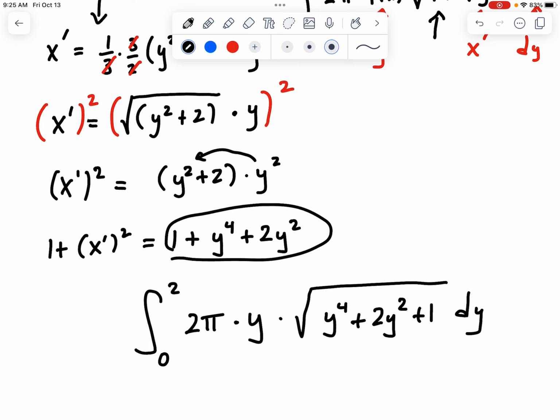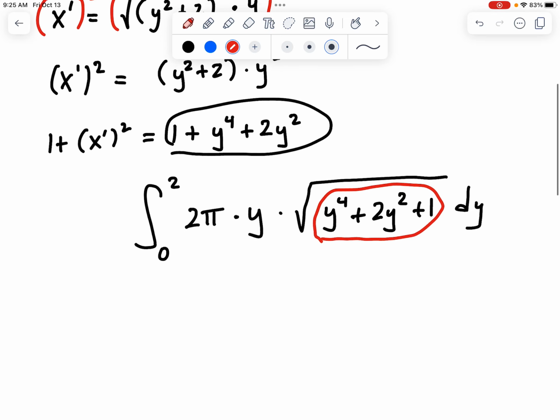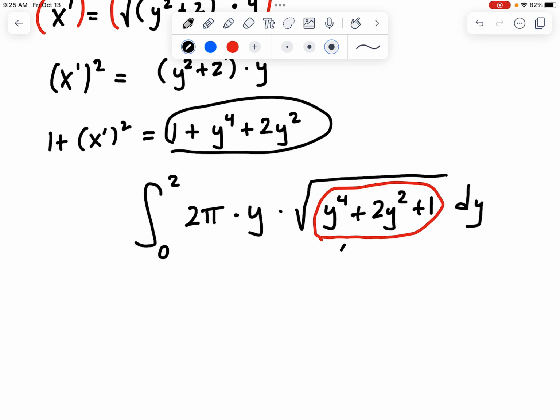And if you tried u substitution on this one, it would not work. So we actually need to do algebra. And the algebra that we're going to do is factor this. So this actually can be factored into y squared plus 1, squared. Because if you multiply this out, it would give you y to the 4th at the beginning. It would give you 1 squared or 1 at the end. And then when you multiply the two middle terms and double that, that's going to be the 2y squared.